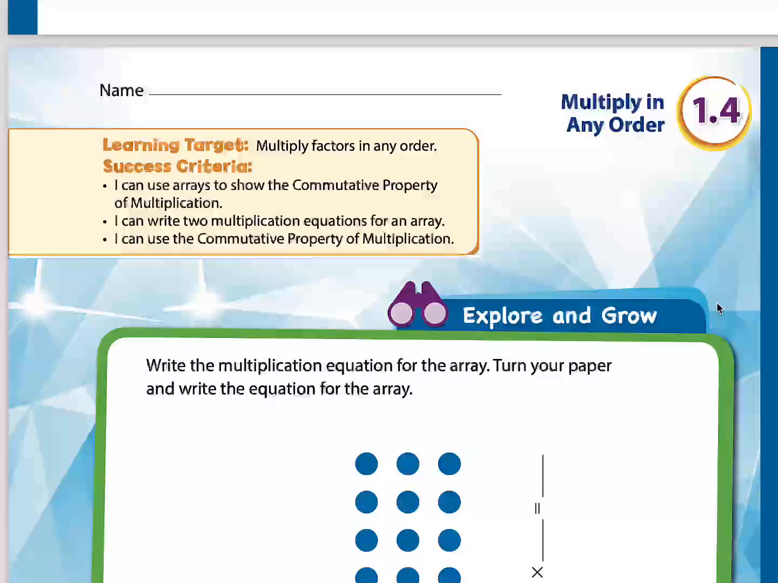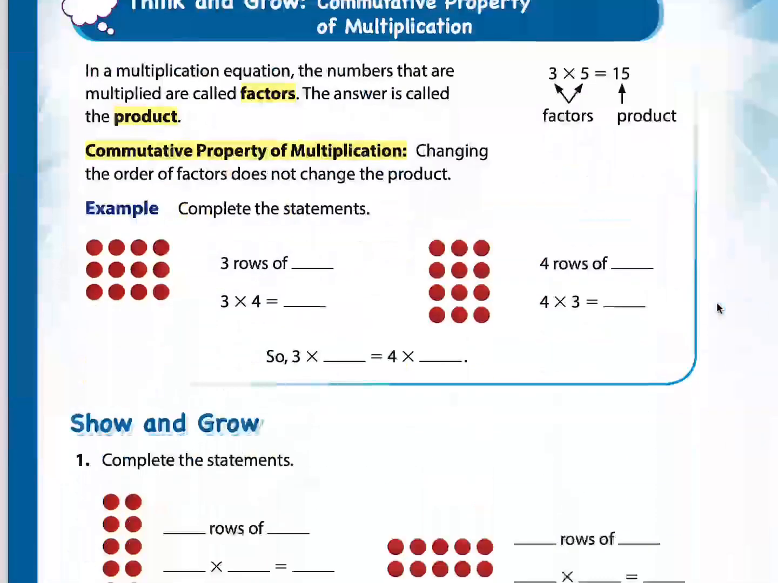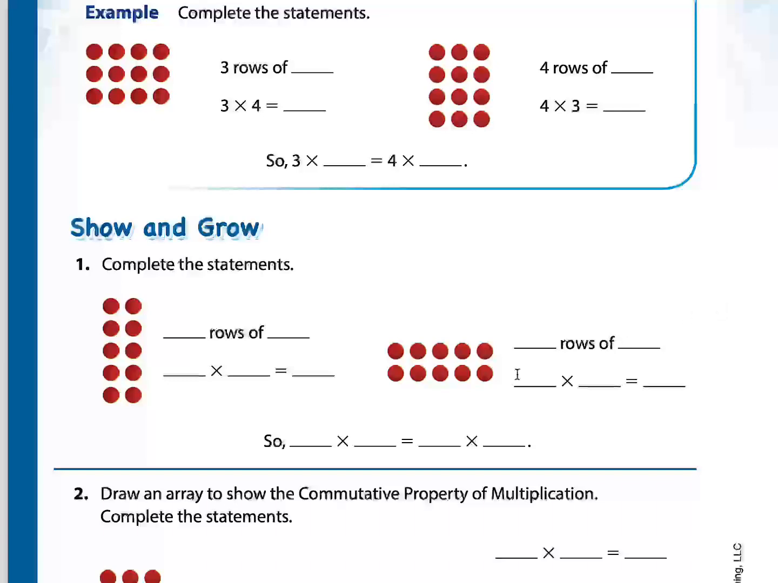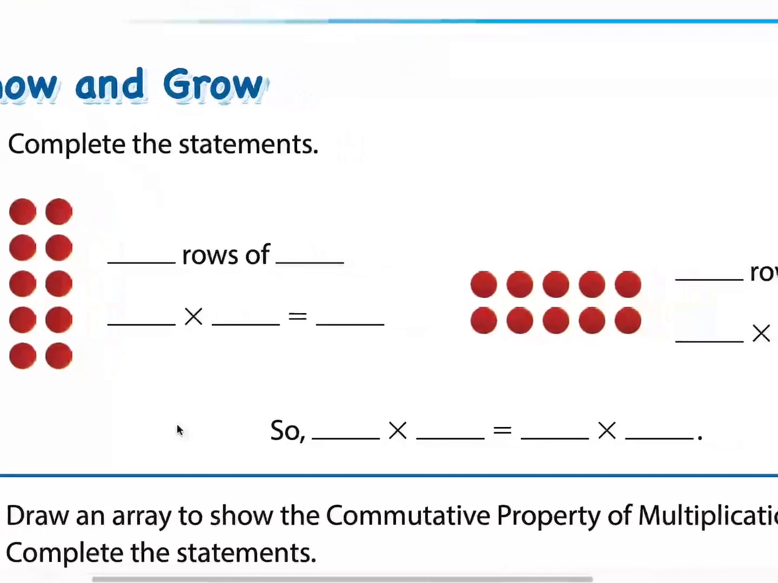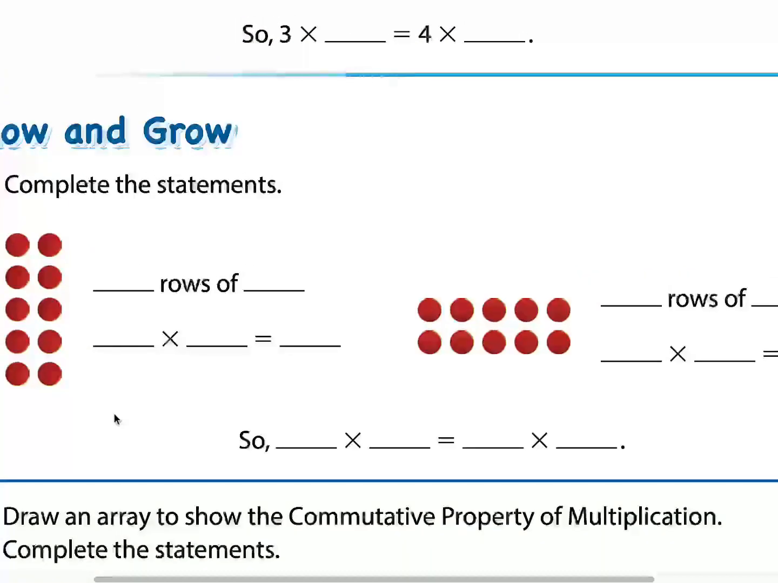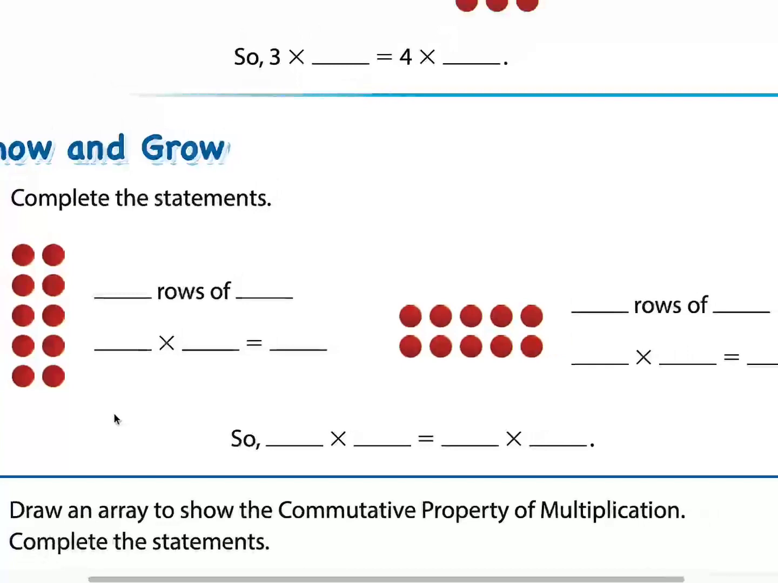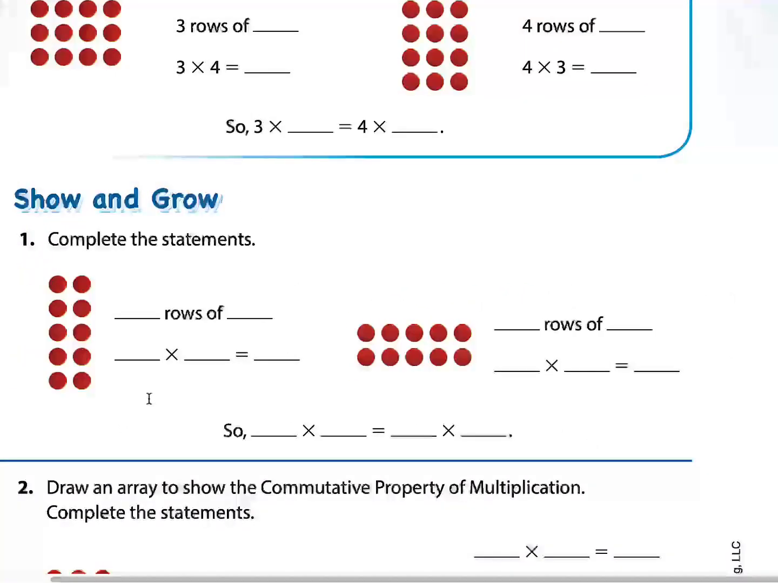This is the fourth lesson in chapter 1, multiply in any order. What we're going to do today, we will solve questions like this one, complete the statements we have here. We have these two arrays and we need to complete these statements.